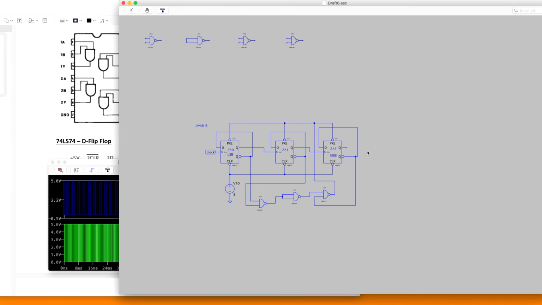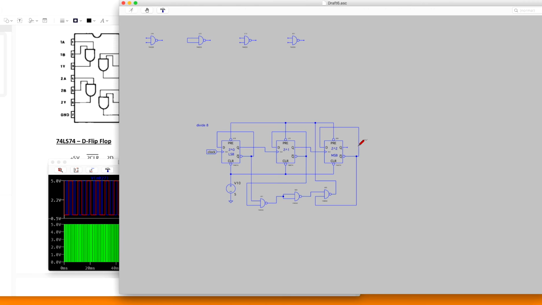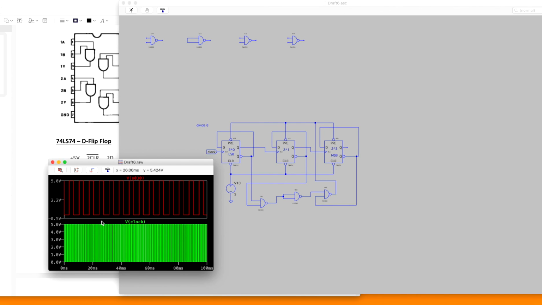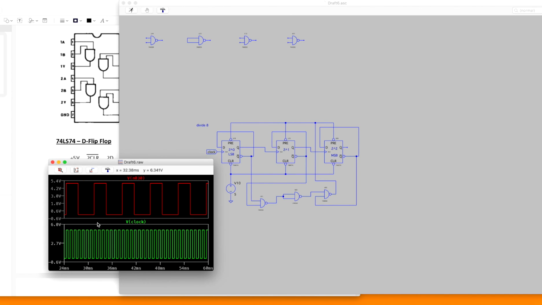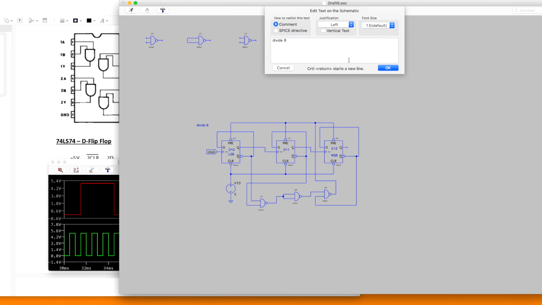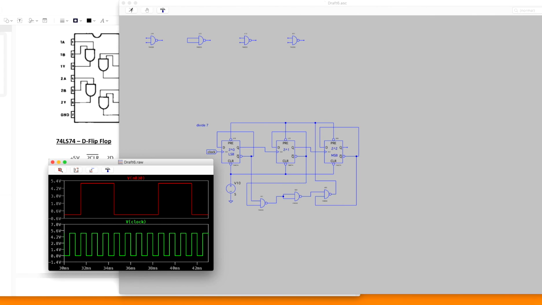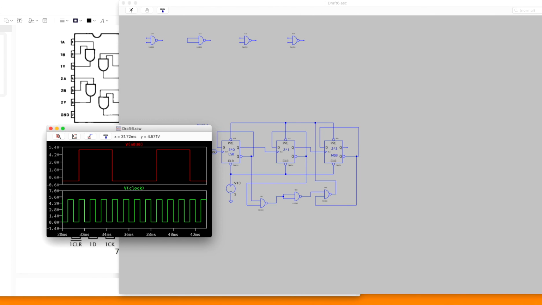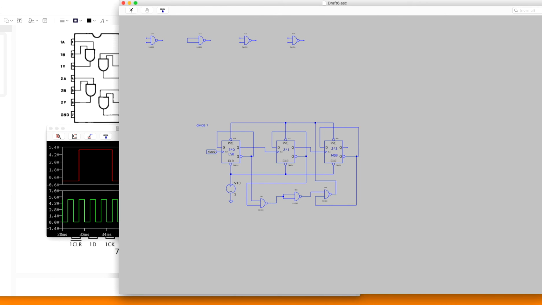Again, our output is taken at the inverting node of our most significant bit. And this should form our divide by 7 counter. So 1 period, 1, 2, 3, 4, 5, 6, 7 periods of our clock input signal.